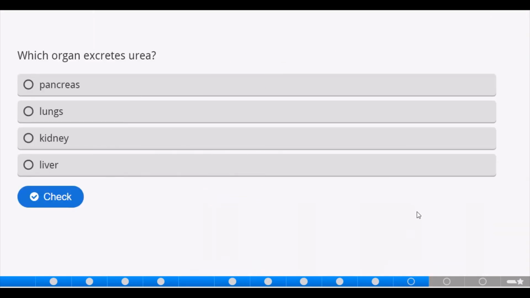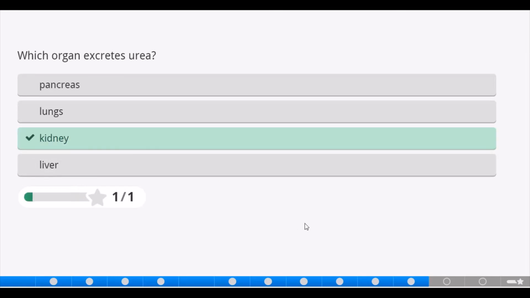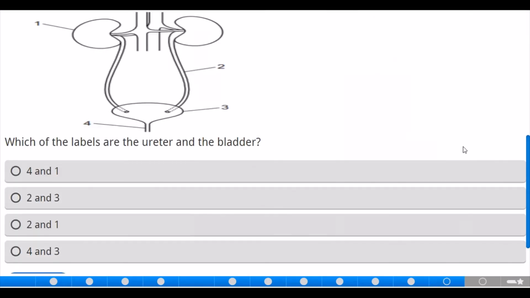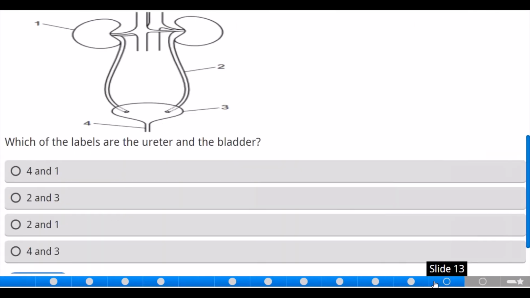Okay, which organ excretes urea? Kidney. Which of the labels are the ureter and the bladder? Remember that urea is produced in the liver, but it is excreted through the kidney. Which of the labels are the ureter and the bladder? That will be number 2 and 3.